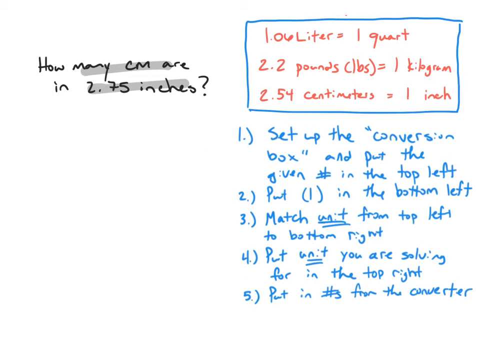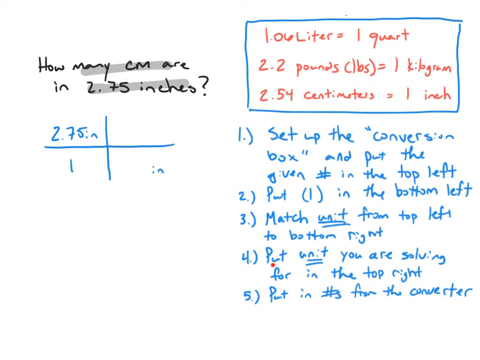So here we go. Let's set up my conversion box. And remember, my conversion box has basically got a top left, a bottom left, a top right, and a bottom right. I'm going to put the given number, 2.75 inches, in the top left, and step 2 says just put a 1 in the bottom left. I'm going to match the unit from the top left to the bottom right. So I'm going to take inches from the top left and match inches to the bottom right. This is my 3rd rule, match unit from the top left to the bottom right.